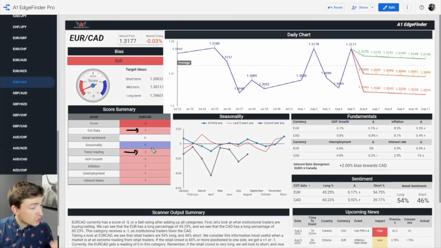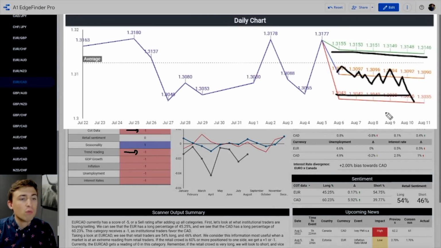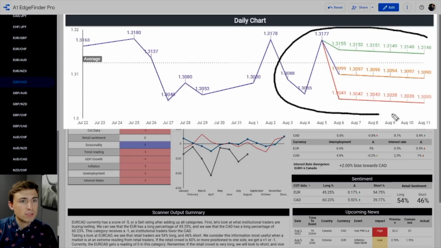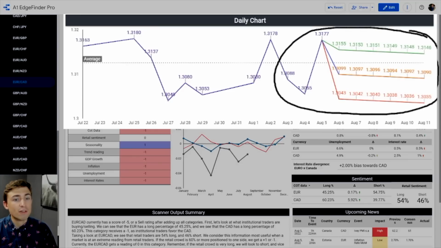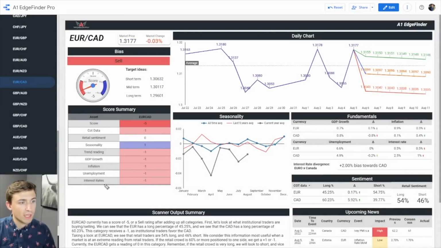You can see that looking at the trend reading, we have a bias to the sell side. So this gives us a little bit of a forecast range of where this thing could be headed in the next coming days. We've built this forecast chart to analyze price and find our momentum direction, which is really kind of cool. And again, you can use this on any chart that you want within the Edge Finder.